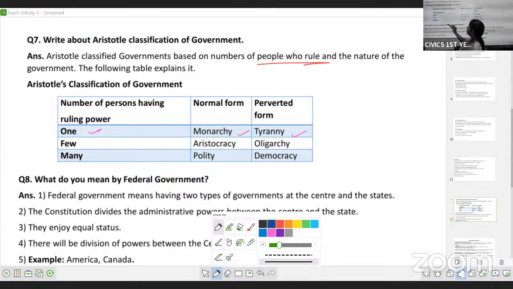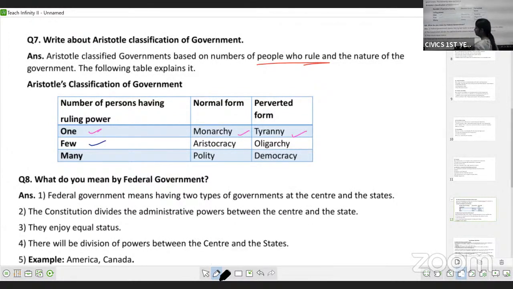Then we have a few rulers, rich people ruling. When a few rich people rule for the welfare of the nation, for the development of the nation, then we call it aristocracy. When these rulers are not bothered about the welfare of the people or the development, and they are selfish, then it is called oligarchy.